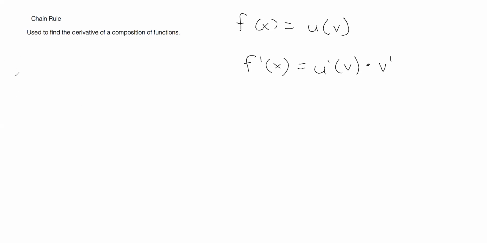So I want to illustrate this with an example. Let's say we have the function sine of x squared. We can tell it's a composition of functions because clearly sine would be our outer function, and clearly x squared would be our inner function. X squared would be v in this situation.